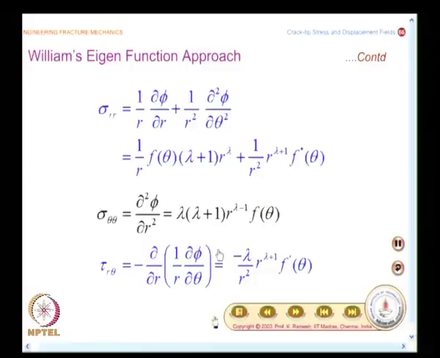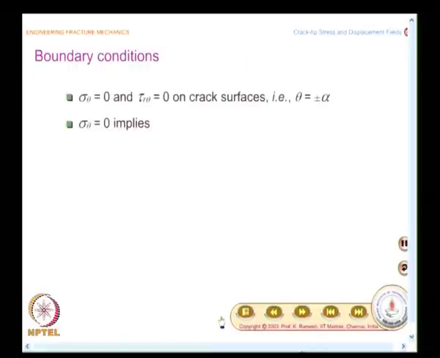We are writing boundary conditions on sigma theta theta and tau r theta. We already know sigma theta theta has to be 0 when theta is specified as some value of alpha. So, when you say on the crack face sigma theta theta is 0, what does it imply from this expression? These quantities cannot go to 0. So, when I say sigma theta theta is 0, it implies f of theta is 0. On the other hand, when I say tau r theta is 0, we will have f prime theta is 0. This is how we would use it in writing the boundary conditions.